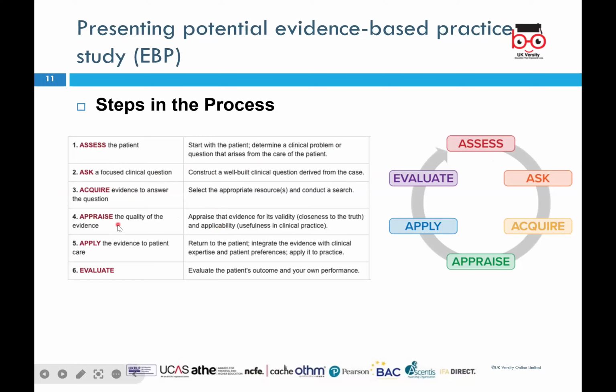You would want to appraise the quality of the evidence. How important is the evidence that you have gathered? How recent is it? How good are the studies that you've included? Apply the evidence to the patient care. Return to your patient. Integrate the evidence with clinical expertise and patient preferences. Apply it to practice and evaluate the patient's outcome and your own performance.